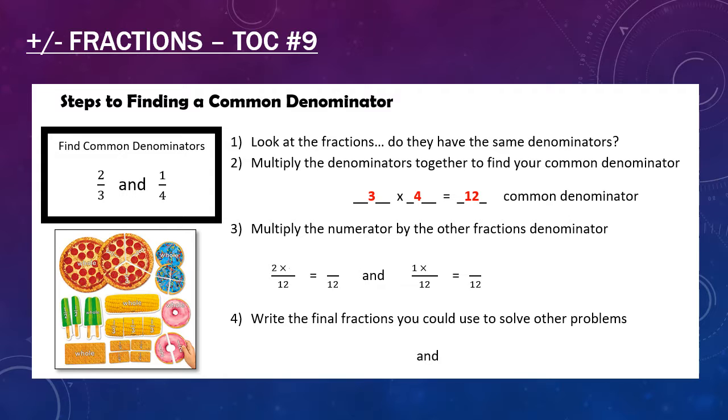So step 3, once you've found your common denominator, you need to multiply the numerator by the other fraction's denominator. So in this case, I will multiply both the 2 and the 3 in 2/3 by 4. And then when I do that, I end up with 8/12. And then in 1/4, I will multiply both the 1 and the 4 by 3. And I end up with 3/12. Then you write your final fractions, 8/12 and 3/12, and you may add or subtract, whatever they're asking you to do.